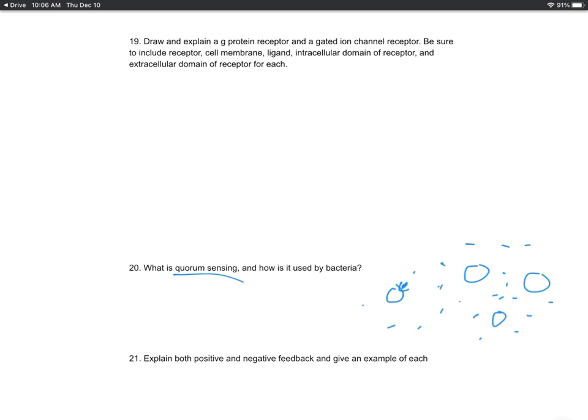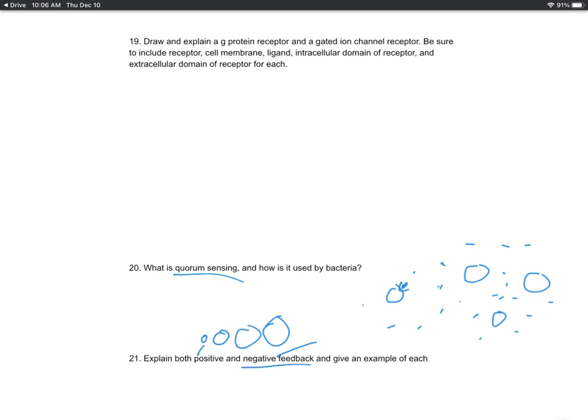Positive and negative feedback. So positive feedback, think the snowball rolling down the hill, bigger and bigger response. Negative feedback, something's out of homeostasis, a response happens in order to correct that imbalance, and then the response is turned off once the imbalance is corrected. So the example of positive feedback was that one with the woman giving birth, where it just gets stronger and stronger contractions until the baby is born.